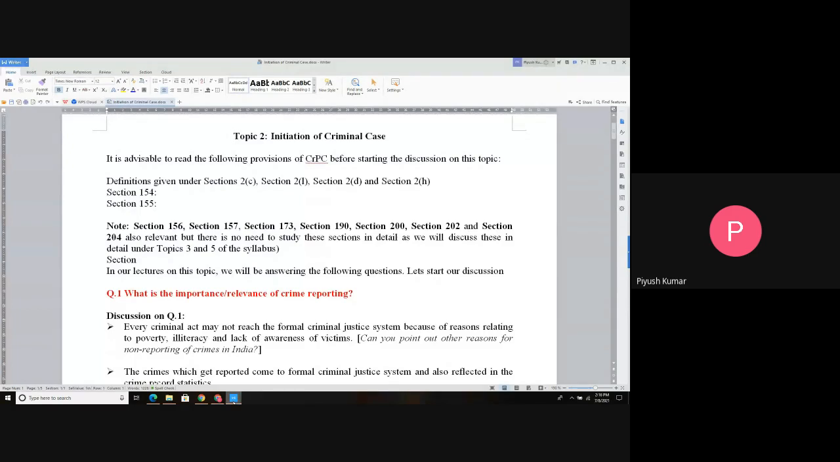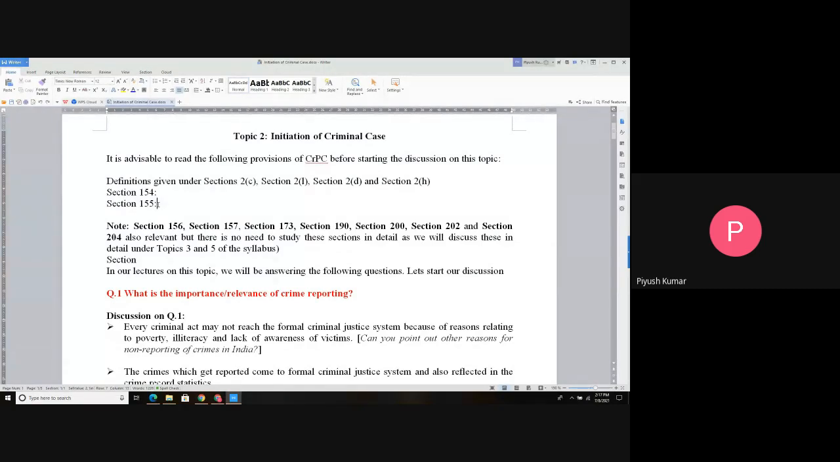Along with that, you should read section 154 and 155. So what we will be doing under this topic, we will be discussing in detail 154 and 155. We will be looking at the text of the section. So I will make you read the entire section after our discussion, so that you can have a clear understanding of what is provided under 154 and 155. So these are the two most important provisions with which our topic mainly deals.